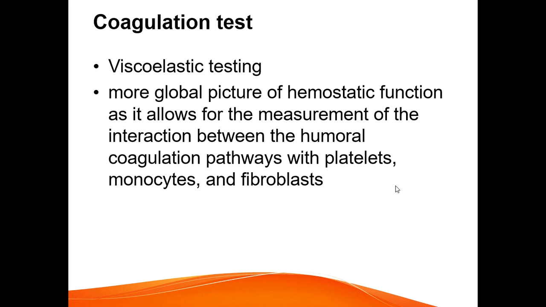Now, recently it has come up that these tests, PT, PTT, platelet, only tell you how the clot starts to form. But the progression of clot formation you can assess with the help of viscoelastic testing, which gives you a more global picture of hemostatic function, and it involves measurement of interaction between the humoral coagulation pathway, platelet, monocyte, and fibroblast.